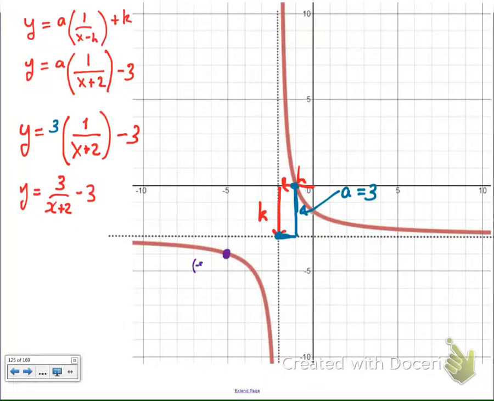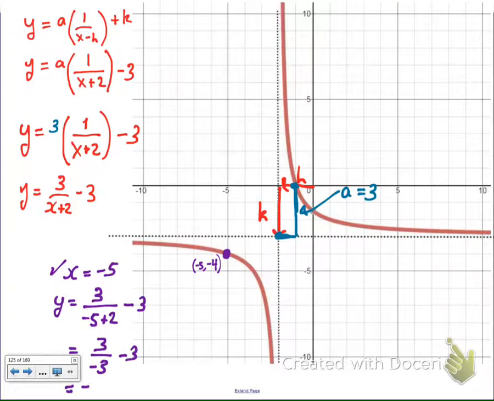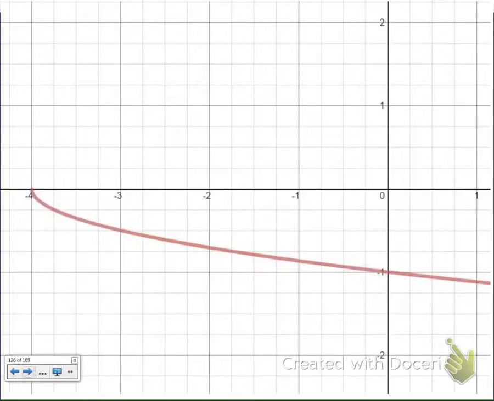So, to check, I found a point on the graph, negative 5, negative 4. I substitute that into the equation, and it actually is correct, and I'm done. And finally, a square root graph. This is clearly a square root function. It's going to follow the format as shown.